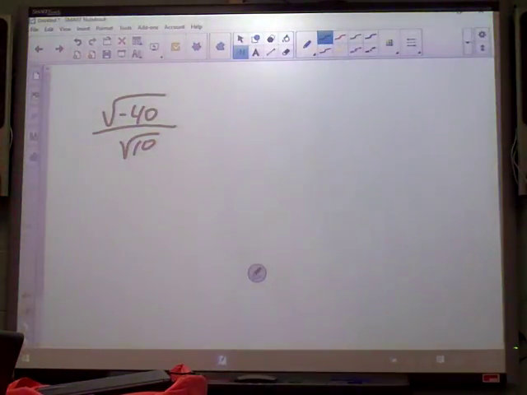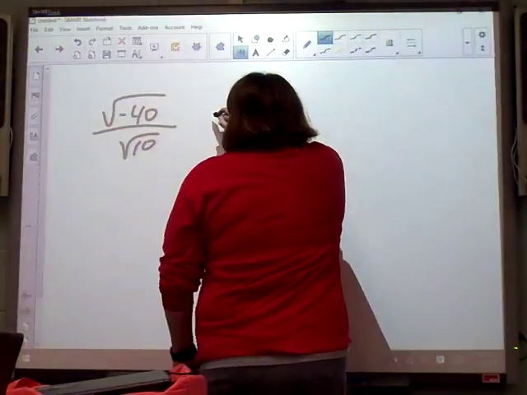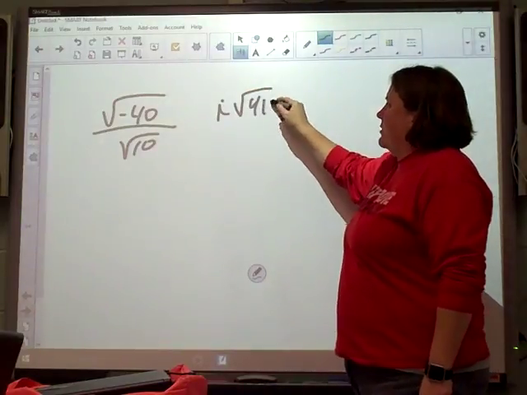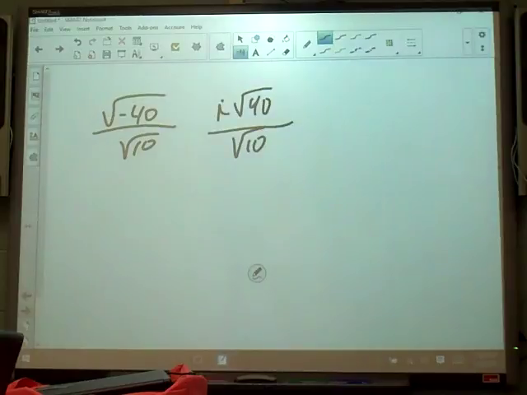Alright, this one we've got the square root of negative 40 divided by the square root of 10. Same rules as on the last one. We've got to take care of the i first if there is one. So the numerator, I've got to rewrite that as i square root of 40. Now, after you do that, you've got a choice on where you want to go next.